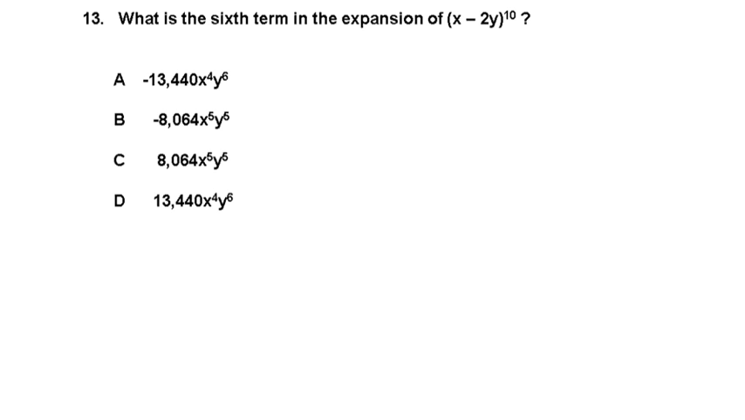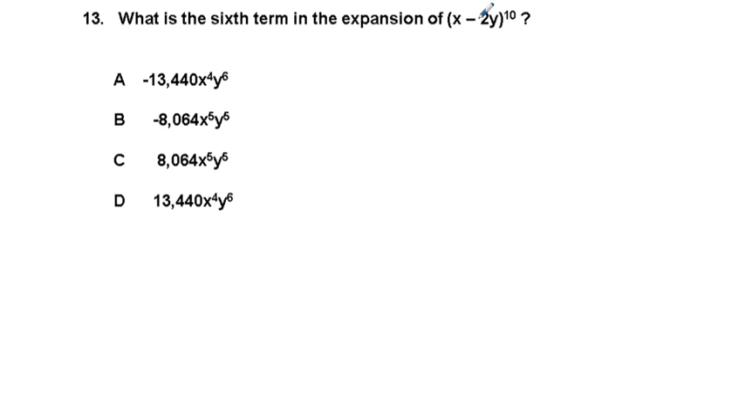This is the Precalculus Fall 2016 ACP preview, problem 13. This is a binomial expansion problem. What is the sixth term in the expansion of (x - 2y) to the 10th power? To do this, we could use Pascal's triangle to expand this, but what we're going to do is use our calculator to determine what that coefficient is going to be.